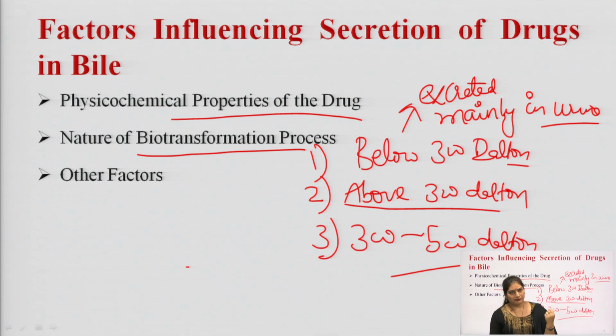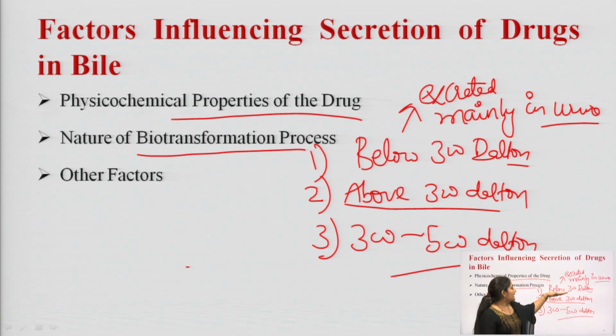Okay. In case of physicochemical properties of the drug, it is molecular weight that can affect the secretion of drug into the bile. So, on the basis of molecular weight, we can have 3 different categories. First category is the drug compound having a molecular weight below 300 Dalton. Second is the drug compound having a molecular weight above 300 Dalton, and third category is the drug compound having a molecular weight between 300 to 500 Daltons.